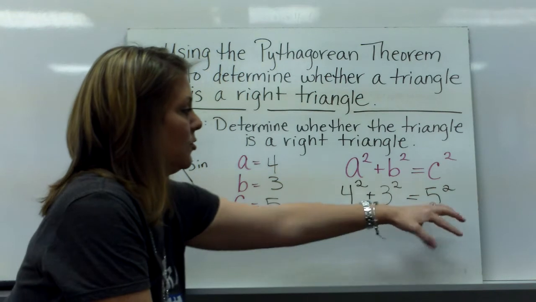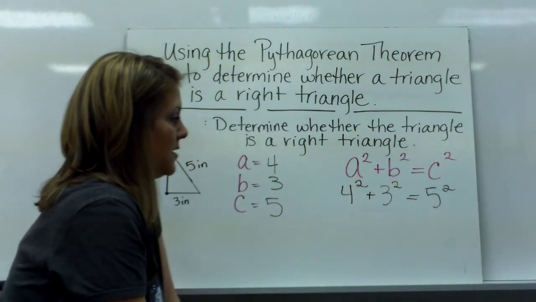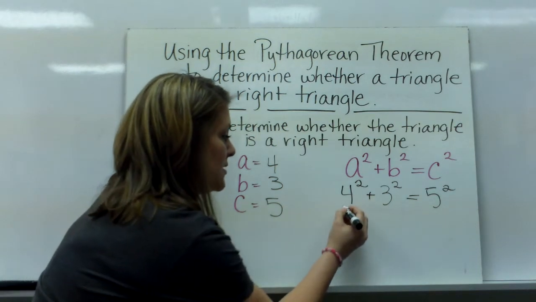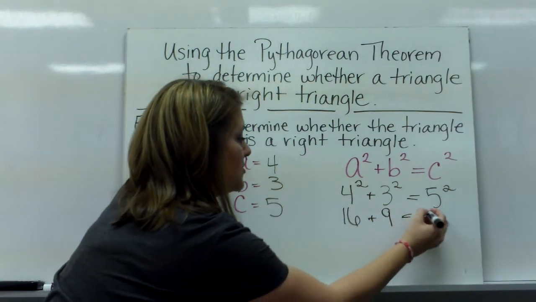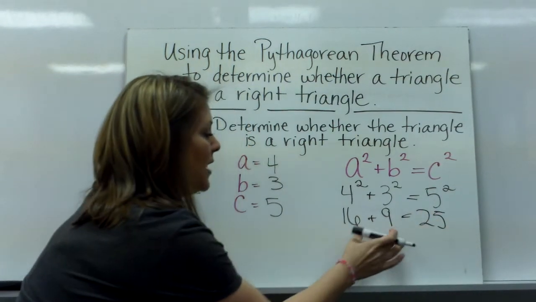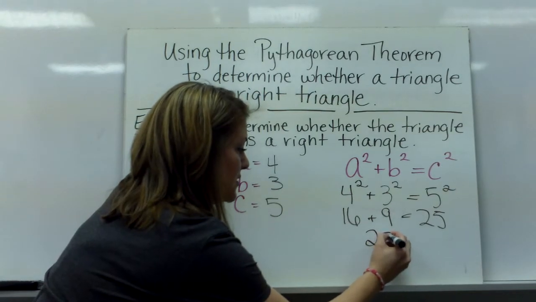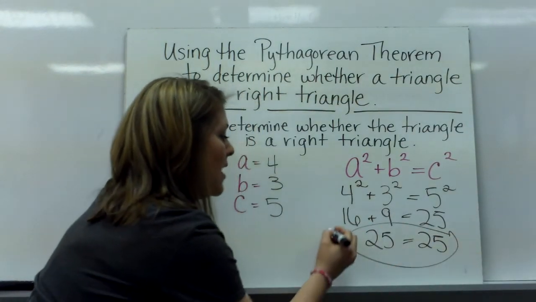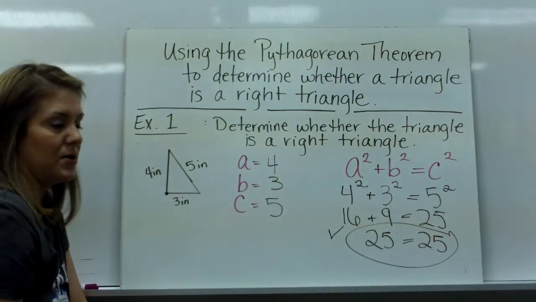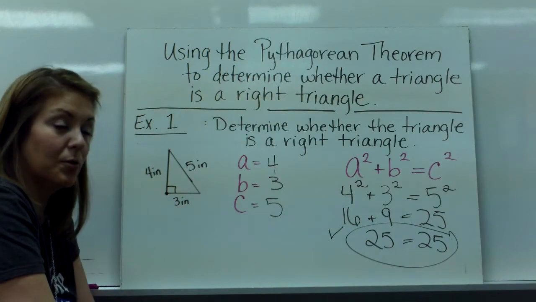So make sure that you find the exponents first before you add. 4 squared is 16, 3 squared is 9, 5 squared is 25. Then we're going to add this side. 16 plus 9 is 25. So since my two sides are equal, this is a right triangle. So I can go ahead and put that little right angle symbol in there.